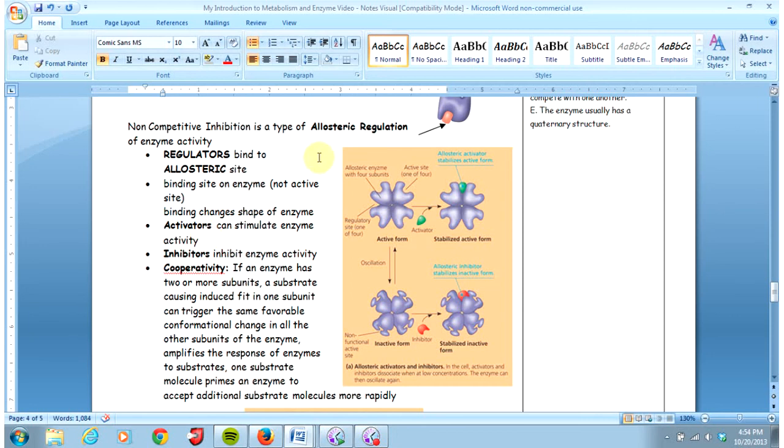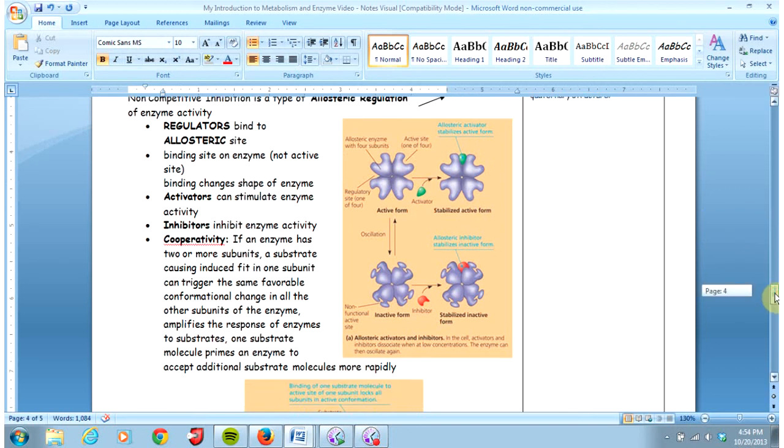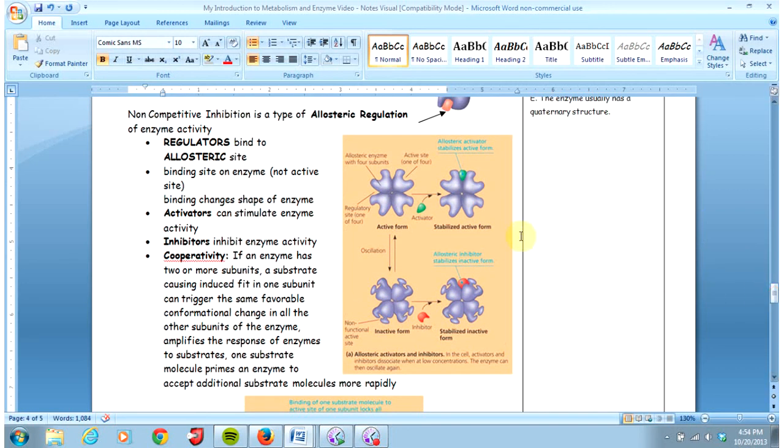Okay, so I believe this right here shows us allosteric activator versus inhibitor molecules, and it shows us what happens when an activator comes in when we have an active enzyme form, and it's going to stabilize the enzyme in that active form. Now, normally the enzyme oscillates or changes between its active form right here, where it has an active site that can bind the substrate, and it also has an inactive form. Naturally, it will oscillate between these two forms.